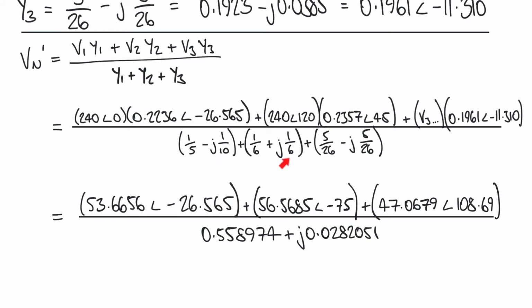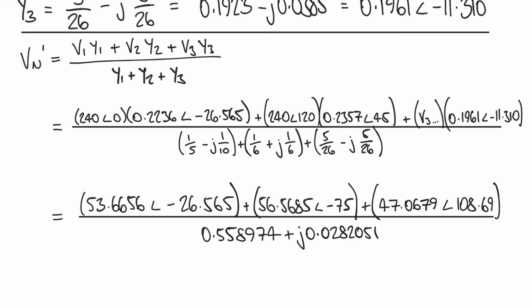We've got plus j 1 over 6, and we've got minus j 5 over 26. I've rounded those to a decimal here, but we have something that looks like this on the bottom now once we've completed those additions. At this stage, you'll notice that we have 3 terms on the top, the numerator of this equation, that need to be added together.